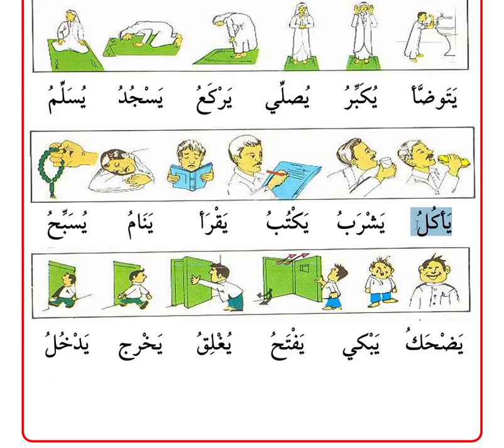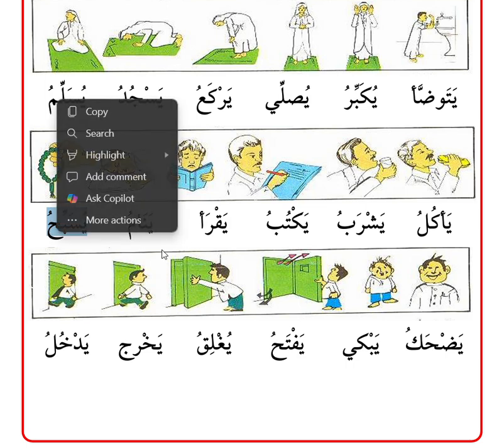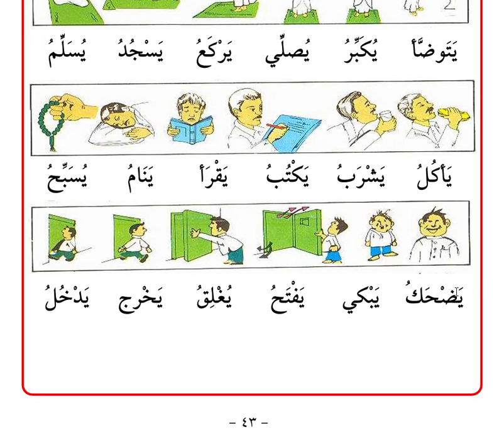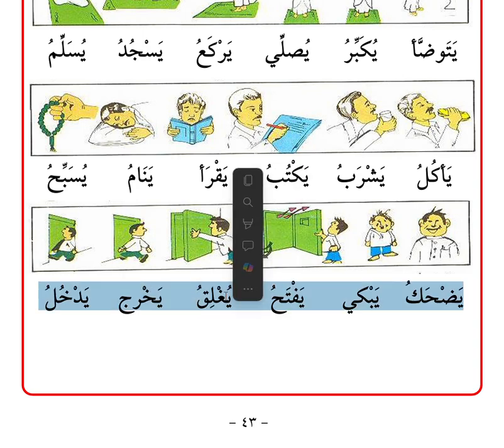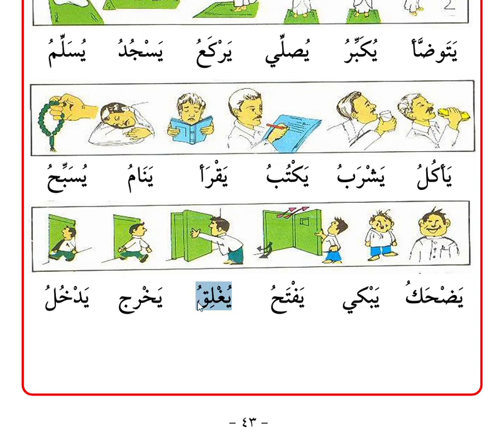Then ya'kulu, he eats. Yashrabu, he drinks. Yaktubu, he writes. Yaqra'u, he reads. Yanamu, he sleeps. Yusabbihu, he praises. He does tasbih. Yadhaku, he laughs. Yabki, he cries. Yaftahu, he opens. Yughliqu, he closes. Yakhruju, he goes out. And yadkhulu, he enters.